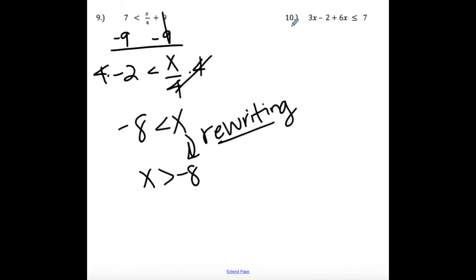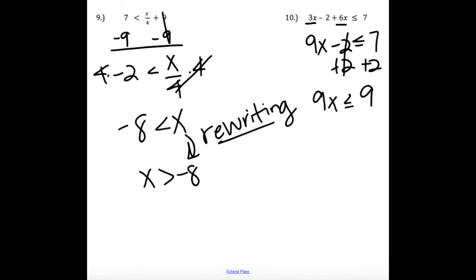So on example 10 here, let's go ahead and combine like terms. So 3x and 6x combine and make 9x. So we have negative 2 is less than or equal to 7. I'm going to add 2 to both sides. So I have 9x is less than or equal to 9. Divide both sides by 9, and x is less than or equal to 1. So at this time, go ahead and hit pause and try examples 11 through 14.